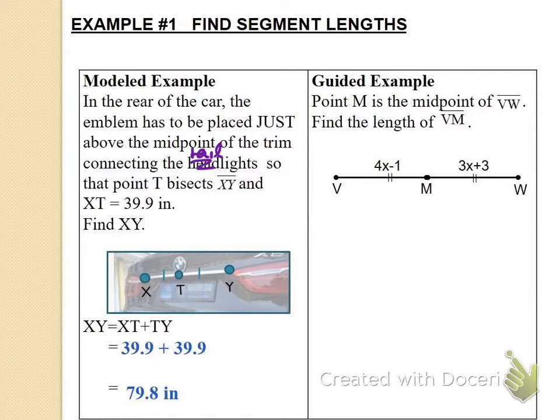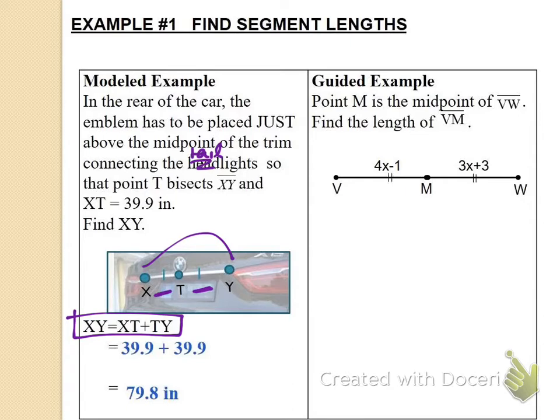So if that's the case, we have this segment XY that represents the distance between the two tail lights. And the emblem sits at T. So since T is the midpoint, we automatically know that XT and TY are going to be congruent, those two segments. Okay? Now, what we also know is from the segment addition postulate that we should be able to add the length of XT to the length of TY, and that should equal the entire length XY, right? And that's what we have written here, the segment addition postulate.